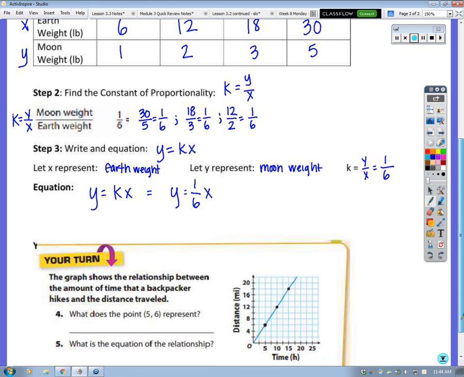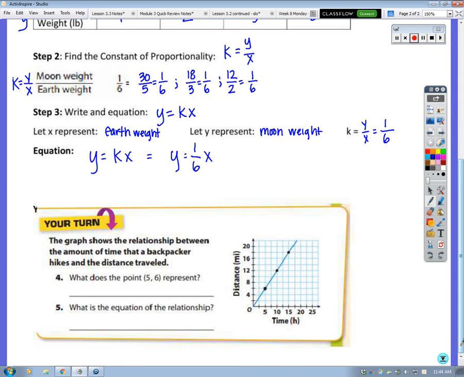So now you're going to go ahead and try one on your own here in the Your Turn. And what I want you to do is go ahead and pause the video, work through this, solve it, and then press play and make sure you did it correctly.